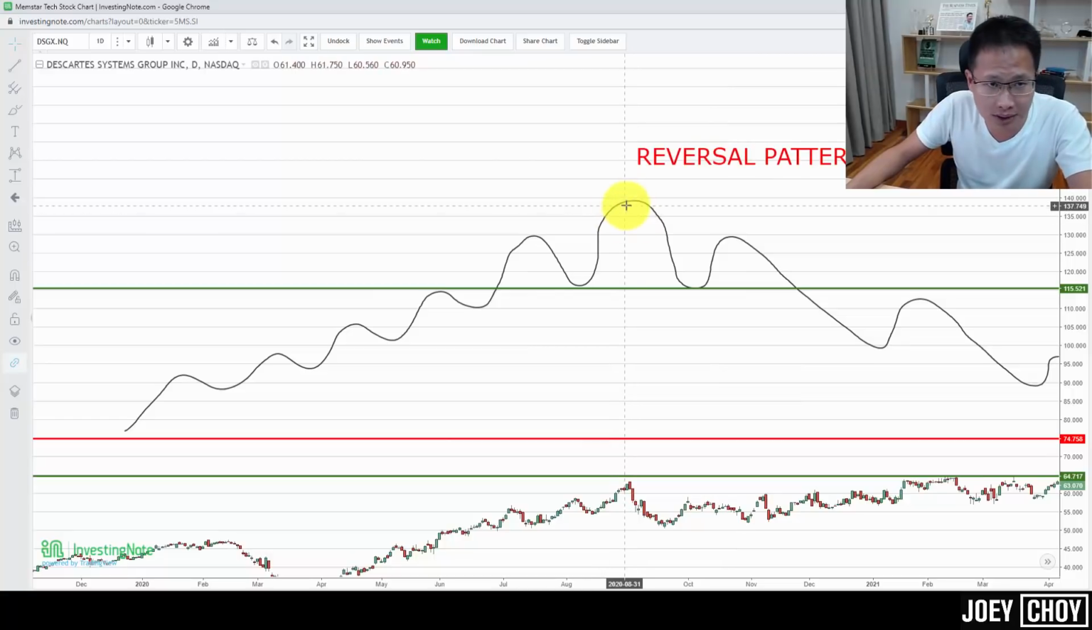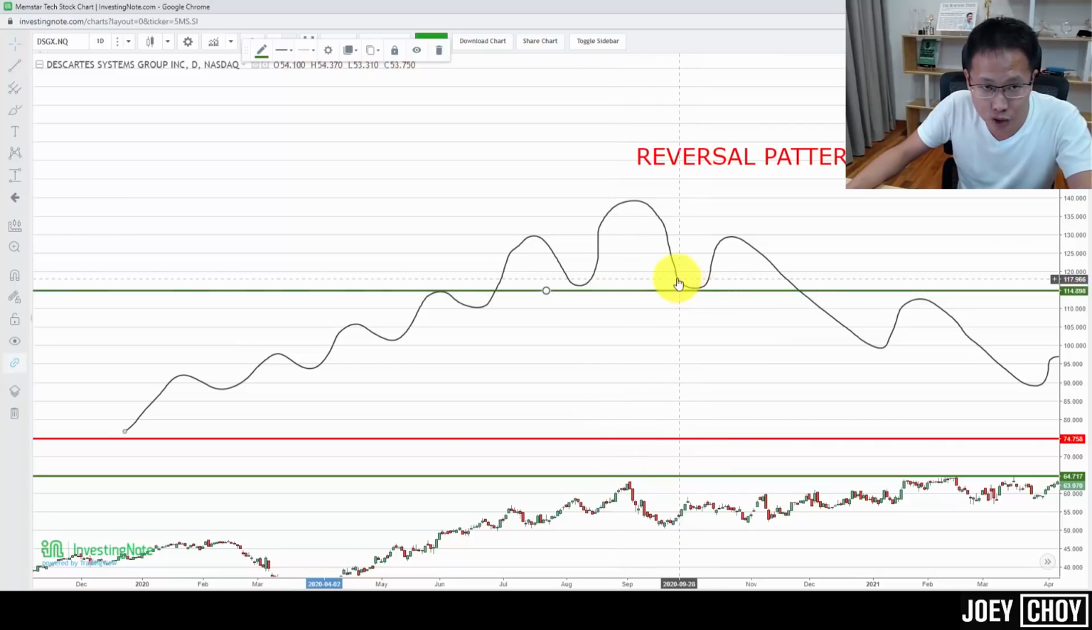All right, so let me just continue. From this peak here, you can see sellers came back and pushed it down, back to this support level right here. You can see it started to rebound.